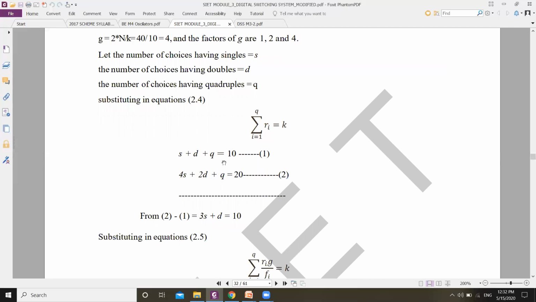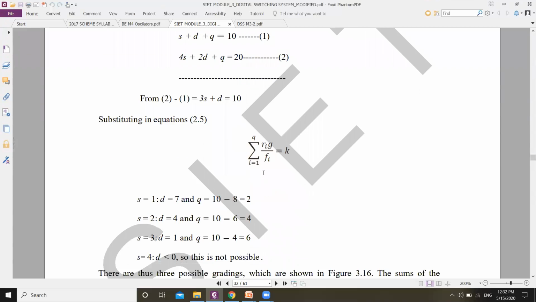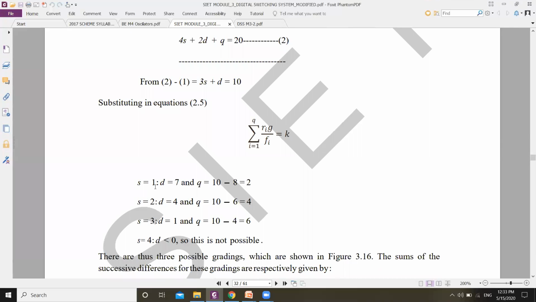Now let us do the simultaneous solution, simultaneously solving these equations. Let us subtract equation 1 from equation 2, then we get 3 times S plus D is equal to 10. Fine. And substituting this in equation 2.5, that is summation from i equal to 1 to Q, Ri G into F divided by Fi is equal to K. Now if you take S value as 1 and D as 7, then Q is equal to 10 minus 8.